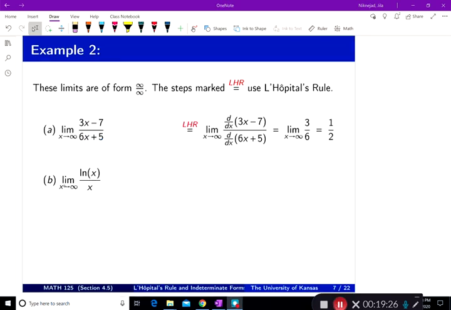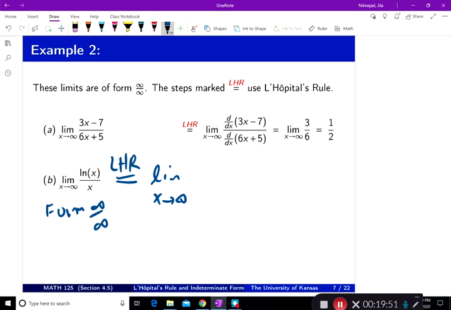Now, how about the limit of natural log of x over x? And this one, I don't have any other method, so let's just use L'Hopital's rule directly. So again, limit as x goes to infinity. The one thing that I didn't write down is the form is infinity over infinity. If I plug in infinity, natural log of infinity is infinity, and the bottom is infinity.